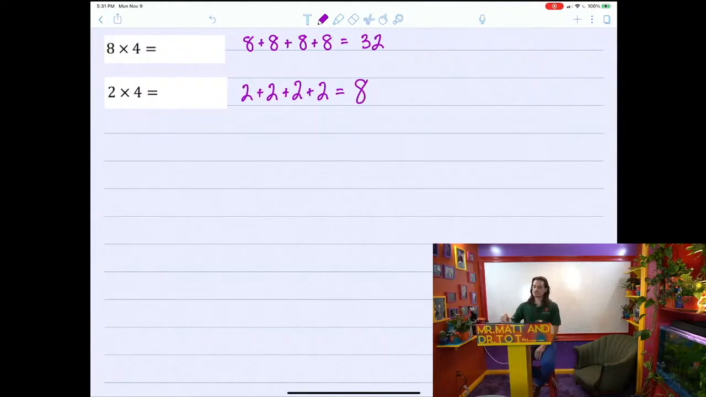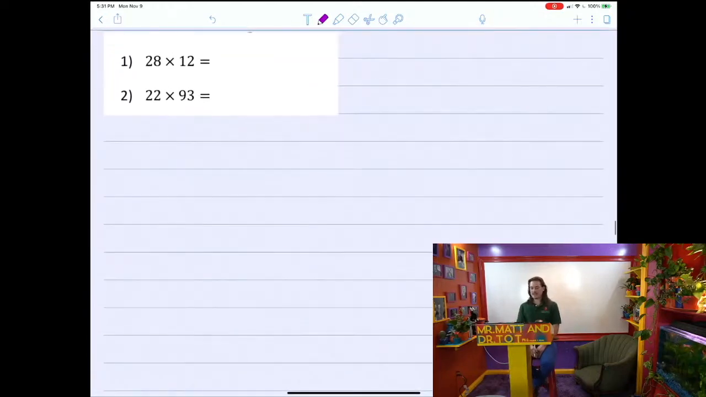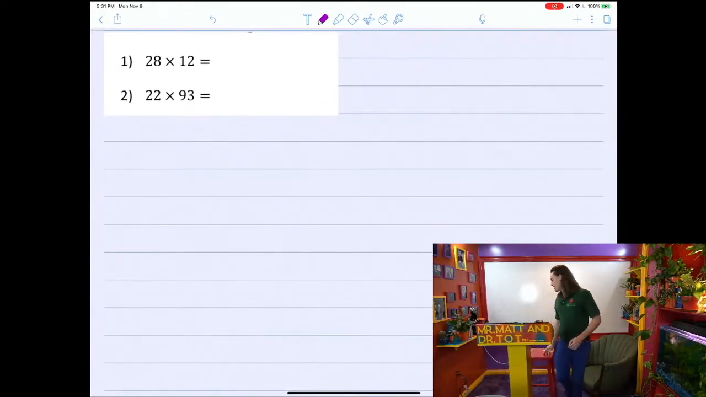If you have any questions, then please let me know. Otherwise, let's look at the next set of problems. So we're going to move on to 2-digit values.